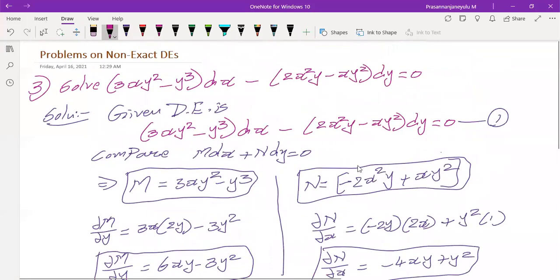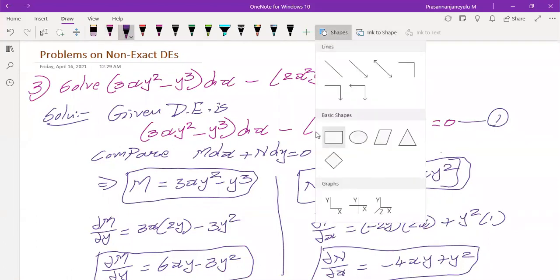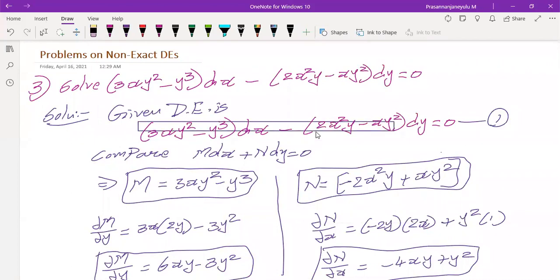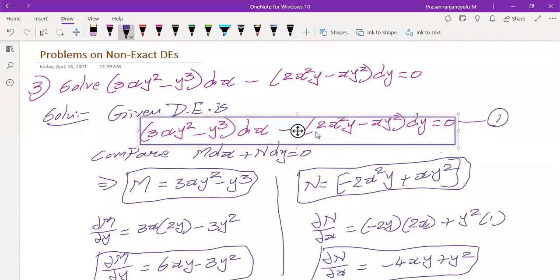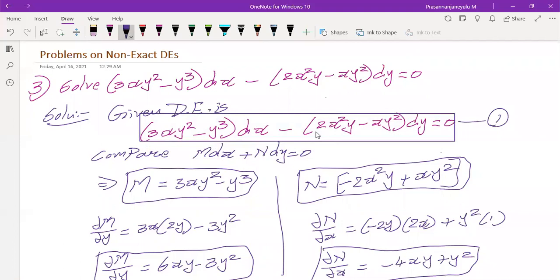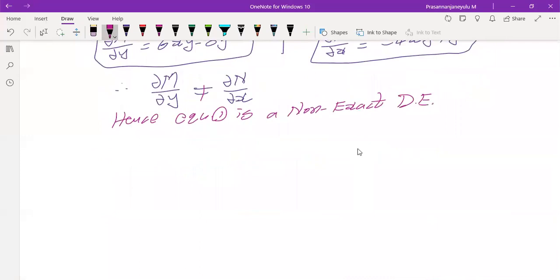Whenever it is non-exact, then what do we have to do? So I'm putting a box for this equation number 1. Whenever it is non-exact, what do we have to do according to our procedure? First, we have to convert it into an exact differential equation. So writing that first, we have to convert equation 1 into an exact DE.